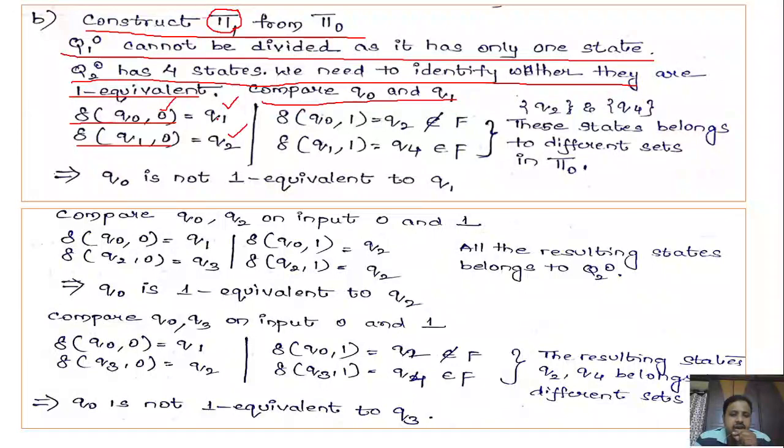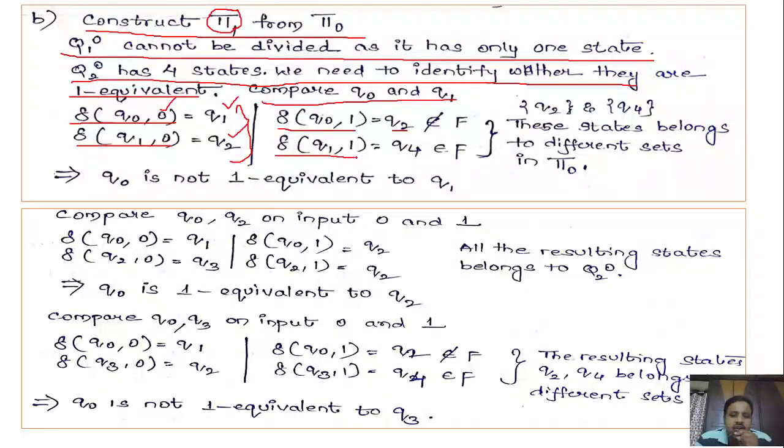Here q1 and q2 are not final states. So it satisfies the property that if delta of p comma w is not giving a final state, it implies that delta of q comma w is also not giving a final state. So for this input these two states are equivalent. We have to check the other input. Delta of q naught comma 1 is equal to q2, which does not belong to the final states.